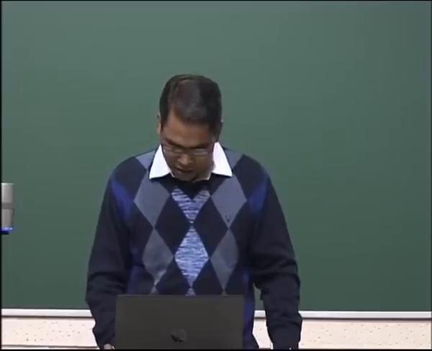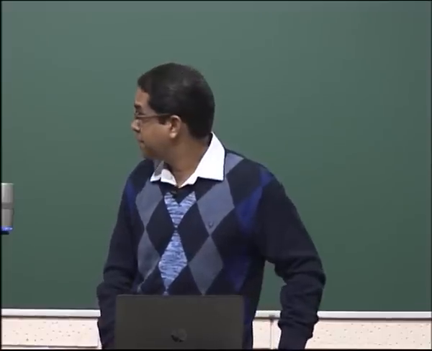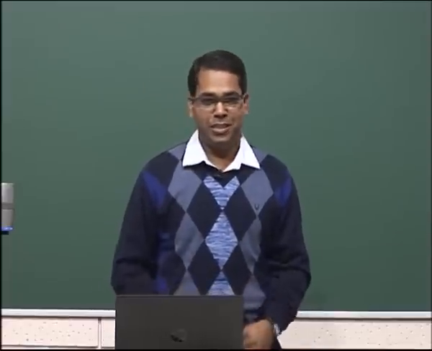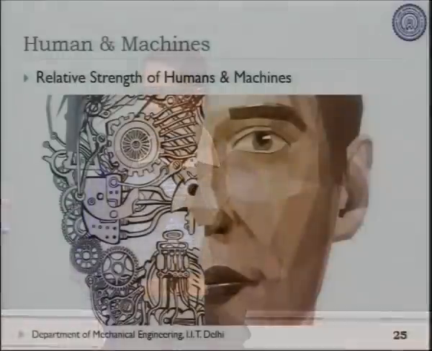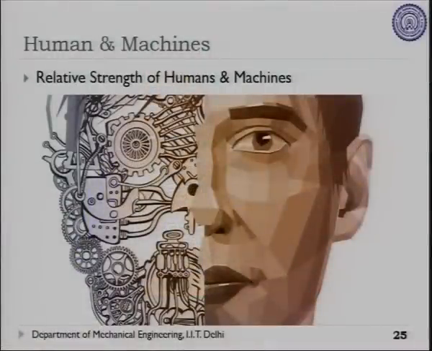Now this is an interesting one, which we have been holding from a long back for discussion. Human and machines, relative strength of human and machine. Fine. So we'll try to convince you that we still need human beings to run automated systems. Or are you already convinced? Convinced. Good. So now you have to highlight your strength that I am going to discuss now.